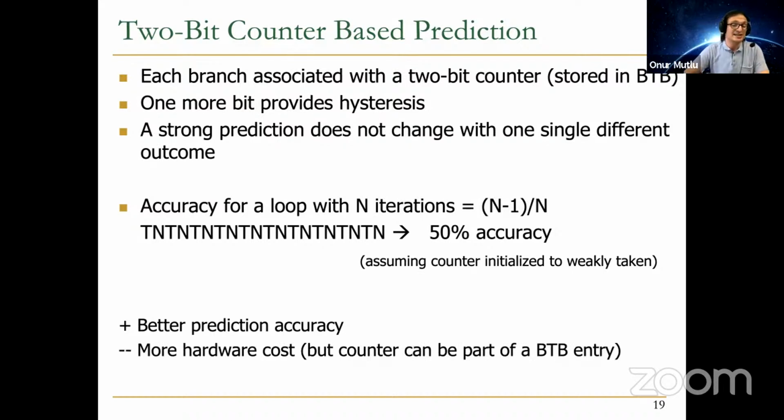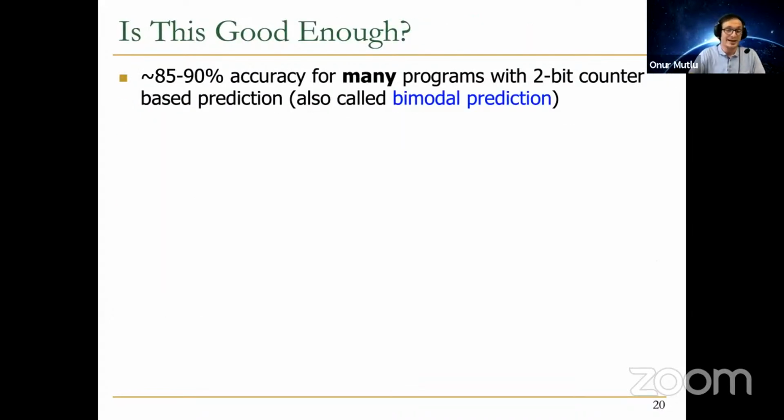Of course, the downside is now we have more hardware costs because we have 2 bits per counter, and we need to have update logic for the counter, right? We need to be careful about how to update it clearly. But the counter can still be part of a BTB entry, as we discussed. Okay, now I'll ask you the question, is this good enough? And basically, I will give you the answer. It's not good enough. We're going to do the analysis that we have done earlier.